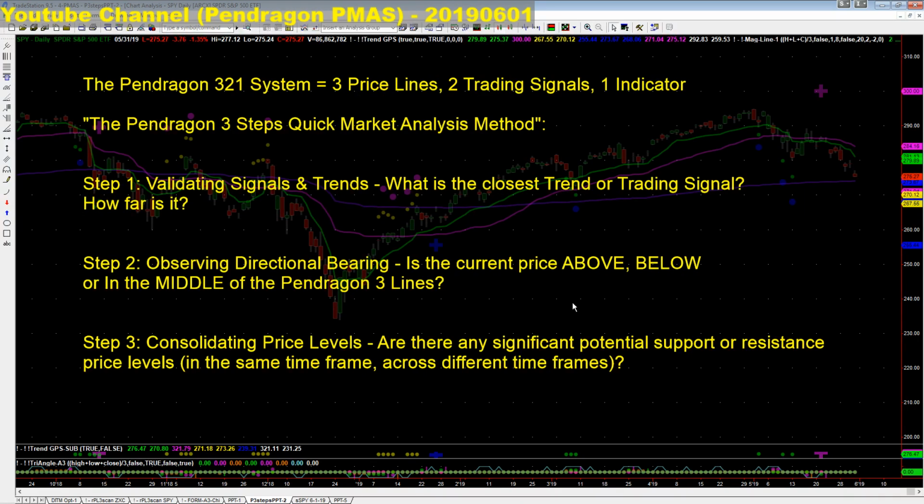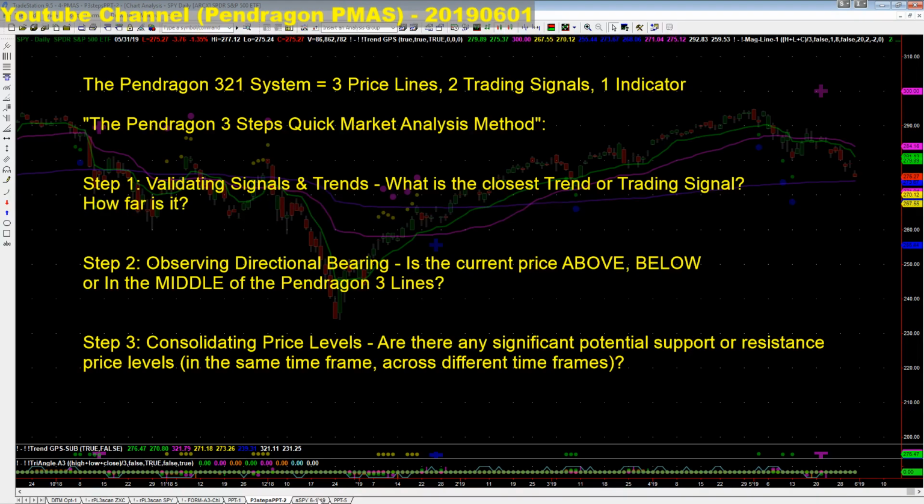Step 2, we're going to be observing the directional bearing. So is the current price above, below, or in the middle of the Pendragon 3 lines? And finally, step 3, we're going to be consolidating the price levels. So we're going to look for any significant potential support and resistance price levels. What that means is, either in the same time frame or across different time frames, do we have price lines that have very close or similar price levels?